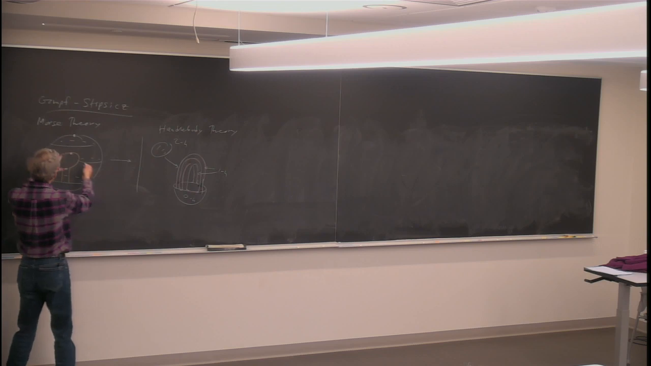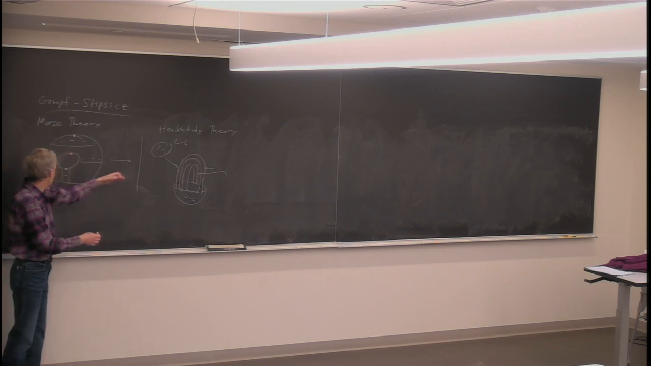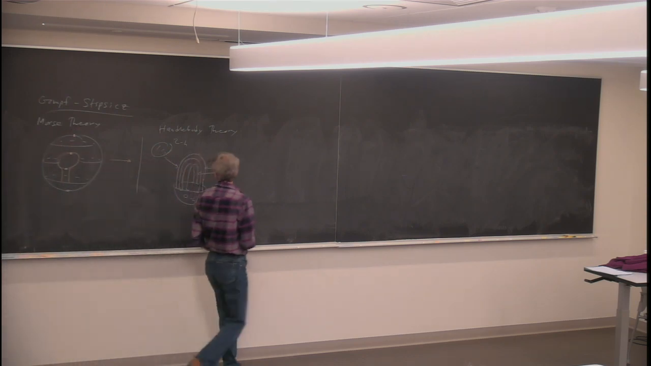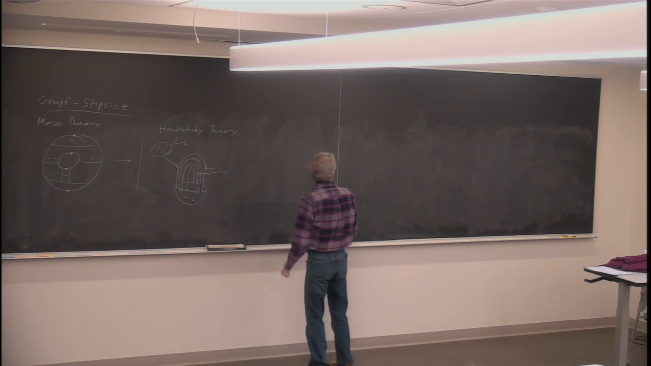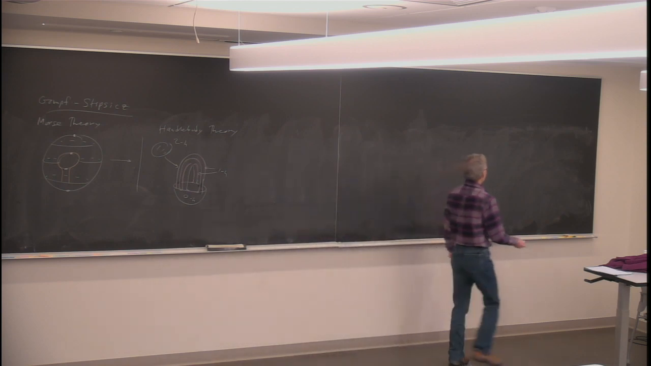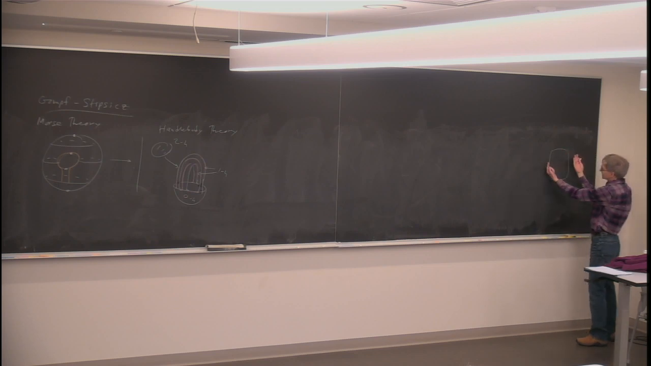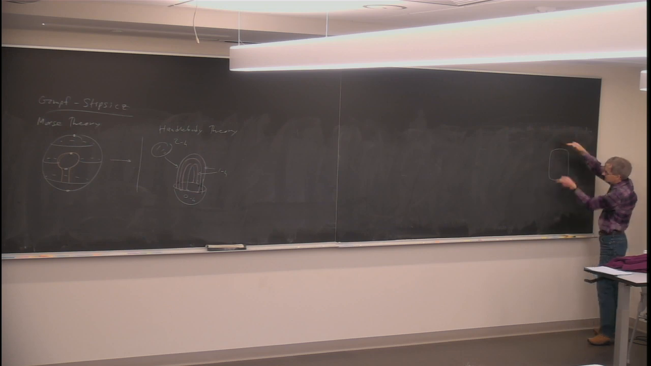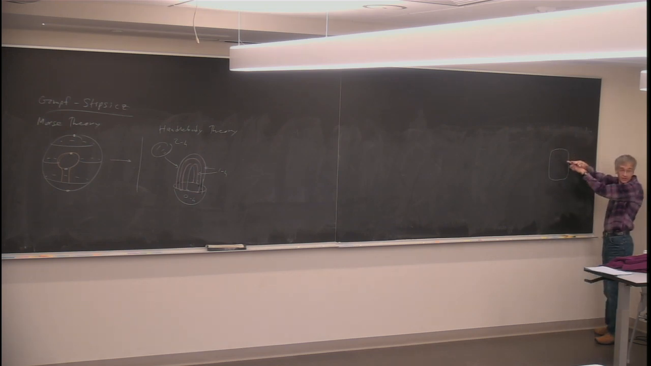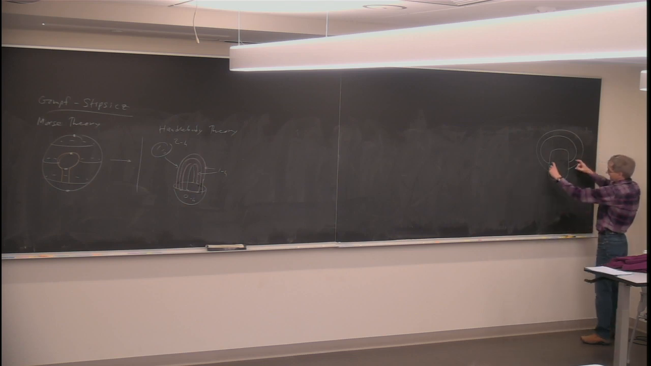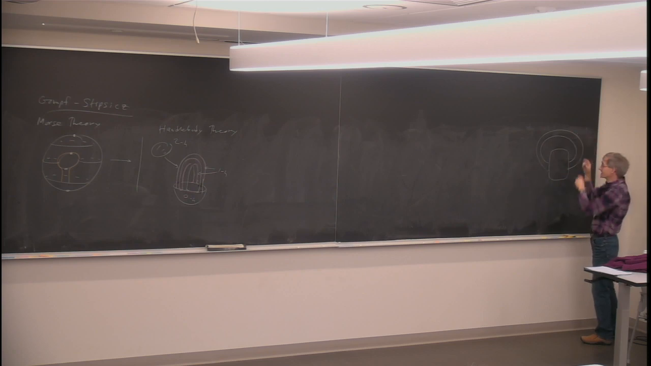So handlebody theory is pretty much equivalent to Morse theory, only we're thinking of cutting and pasting instead of looking at some function. Yet another way of thinking about this: usually when we think of a torus by cutting and pasting, we imagine opposite pairs of edges of a square being glued together. Well, instead of gluing the entire edge, what we can do is add a one handle here, and that has the effect of gluing this little piece of the edge to that little piece of the edge, and so on, and it's the same thing.